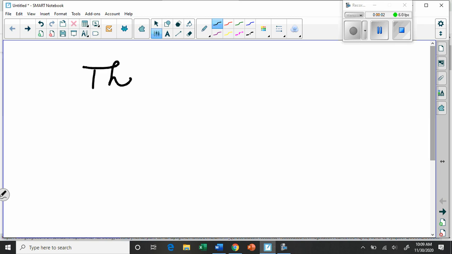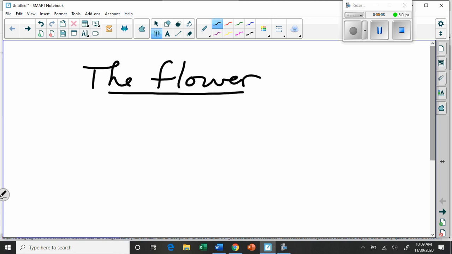The flower, one more organ that we'll just talk about. So remember, this is another example of a plant organ. And again, we're kind of reviewing all the grade 10 stuff right now, and then we're going to expand on it into the grade 11 stuff a little bit later on.